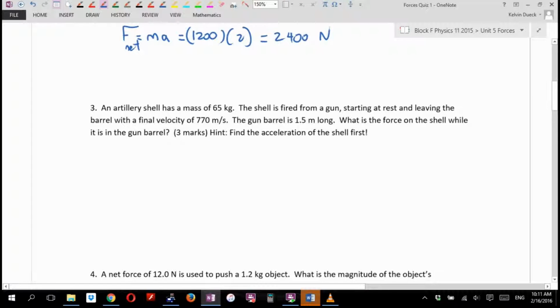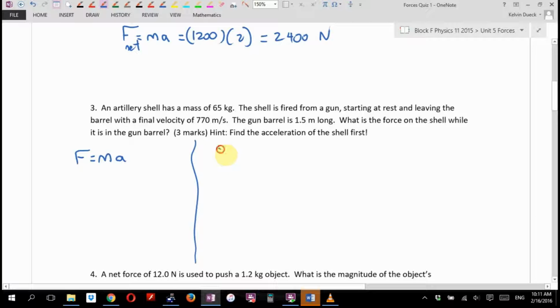Number 3. Oh, is number 3 worth more than 1 mark? Probably means it's multi-step. It says, what is the force on the shell? Well, F equals ma. Did they give me the mass? Yeah. Did they give me the acceleration? No, they gave you final velocity. In fact, there's a hint. What's the hint? Find the acceleration of the shell first. Did they give me the acceleration? Nope, I'm going to have to find it.